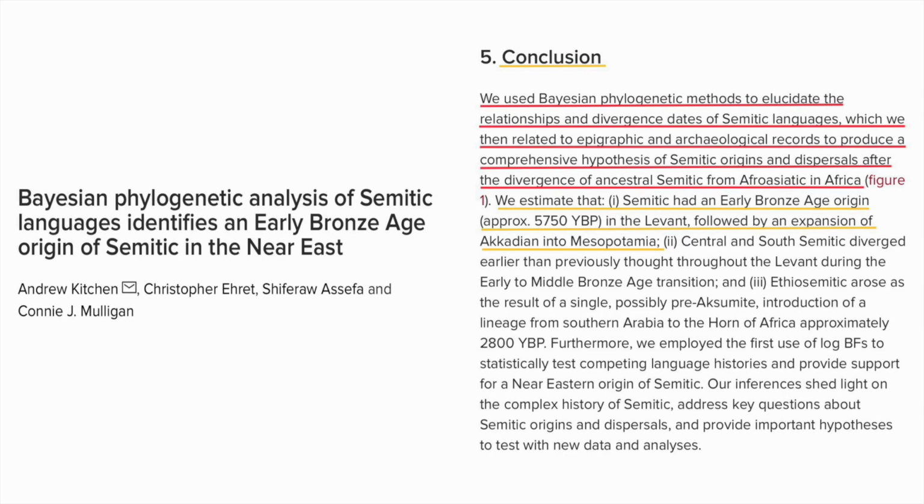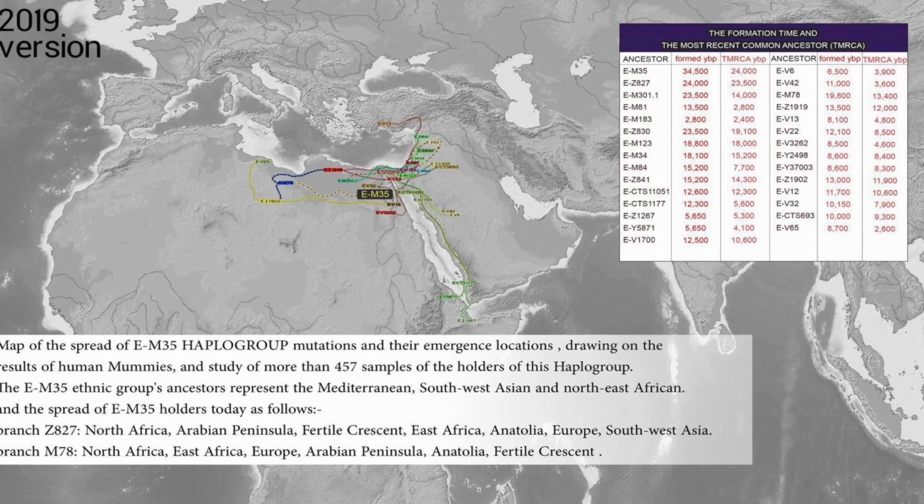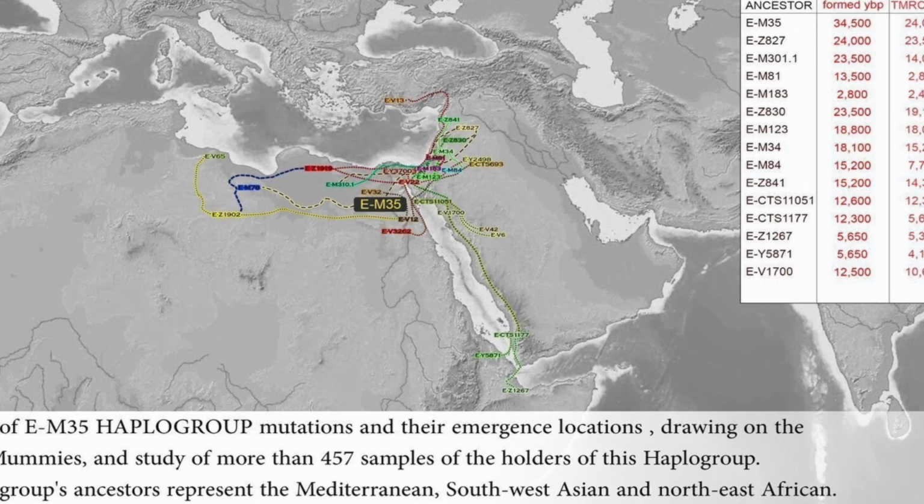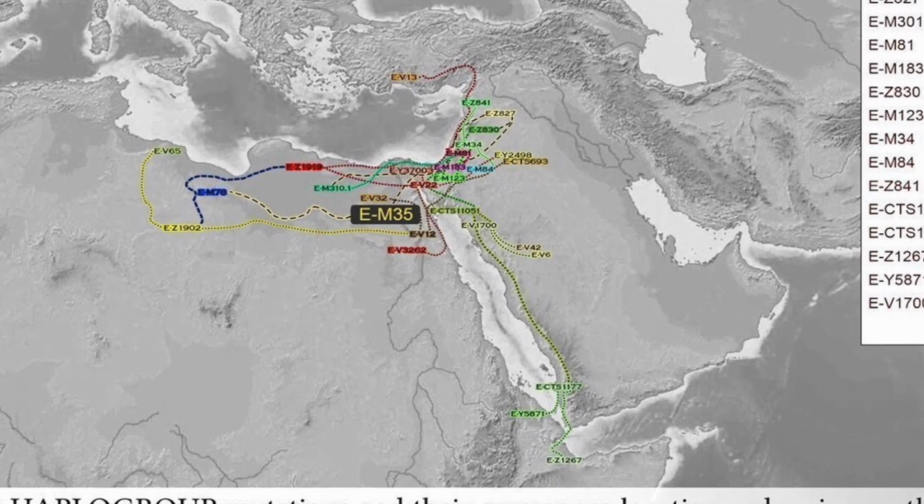According to the Bayesian phylogenetic analysis of Semitic languages, which identifies an early Bronze Age origin of Semitic in the Near East, it reads, "We estimate that Semitic had an early Bronze Age origin approximately 5,750 years before present in the Levant, followed by an expansion of Akkadian into Mesopotamia." With that being said, Abraham could have been E-M35, which is also found among many Jewish populations and Arab populations today.